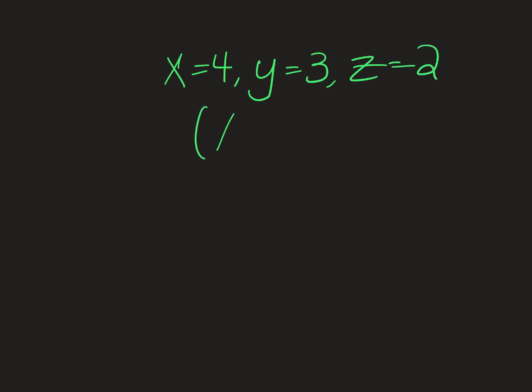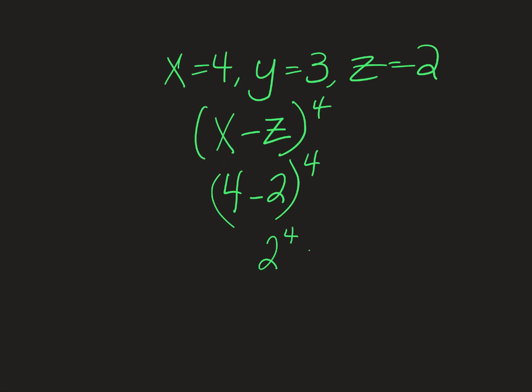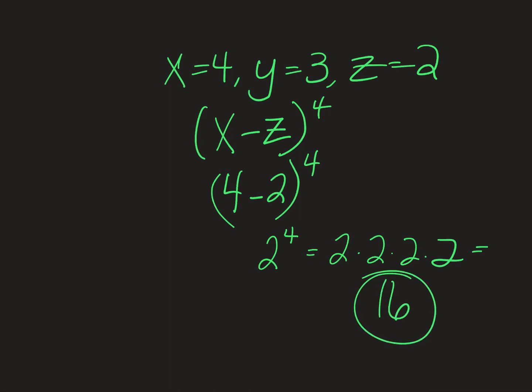This time, let's say we're going to use the same: x equals 4, y equals 3, z equals 2. This time we're going to do x minus z to the 4th power. All right, so x is 4, z is 2 to the 4th power. So 4 minus 2 is 2 to the 4th power, and then when you go 2 times 2 times 2 times 2, you get 16, and that is your answer, okay?